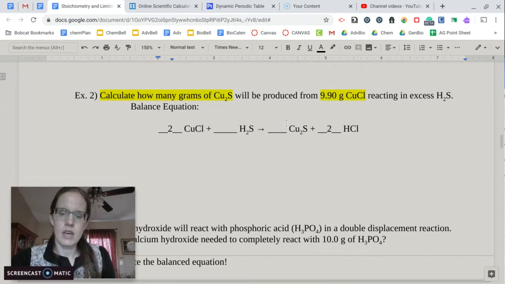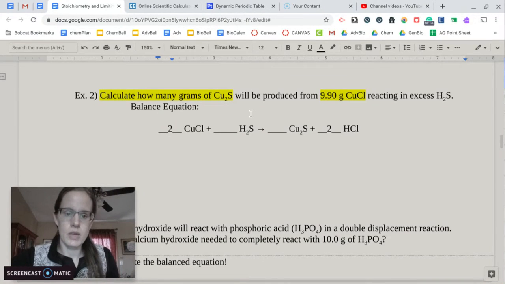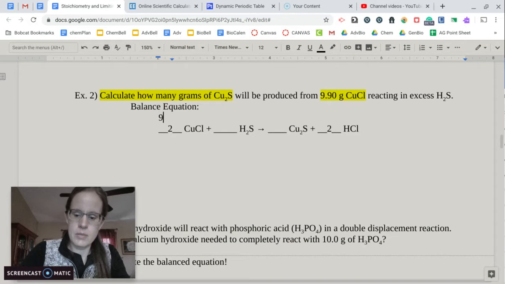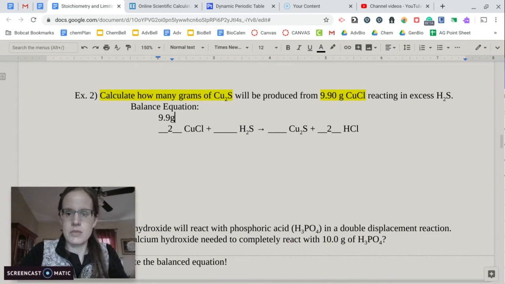In both these problems we're doing, they're giving us a reactant and we're finding the product, but it doesn't have to be like that. They could have given us a product and we would find the reactant, or they could give us amount of this reactant and we could find the other reactant. So you can go any different direction on here. You can go from reactant to another reactant. You can go from reactant to product. You can go from product to reactant. You can go from product to product. All right, but this one, we have 9.9 grams, 3 sig figs of this one.